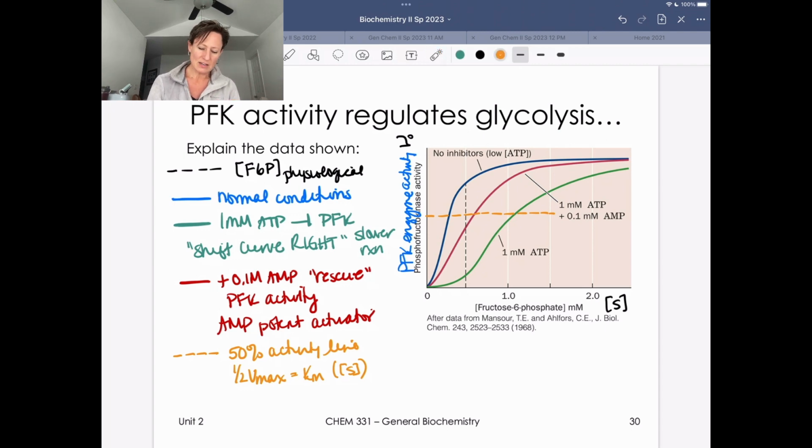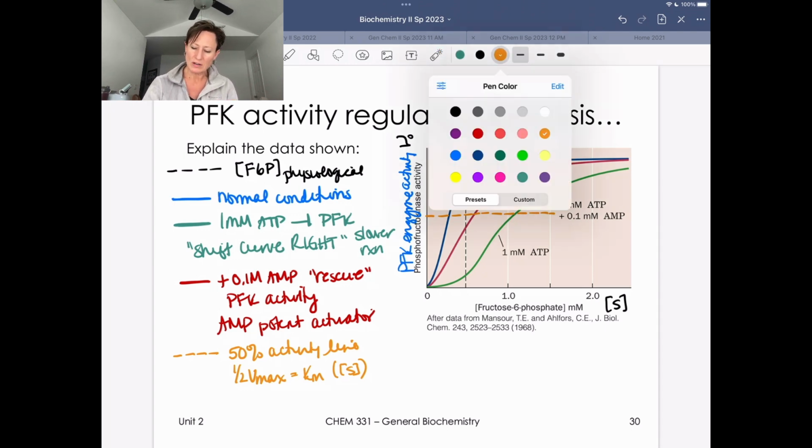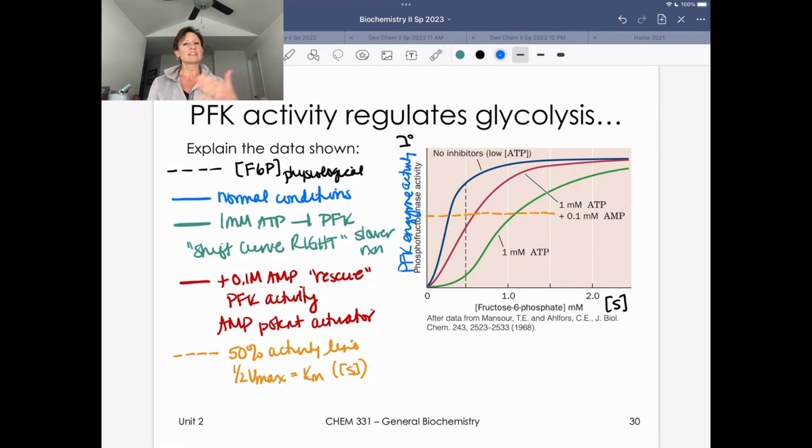So the last little piece here, just to highlight, because this is something we're going to see again as we go through the course, is looking at molecules of ATP and AMP. I always want you to think about ATP as being an important fed state signal. And then AMP being an important need state signal.